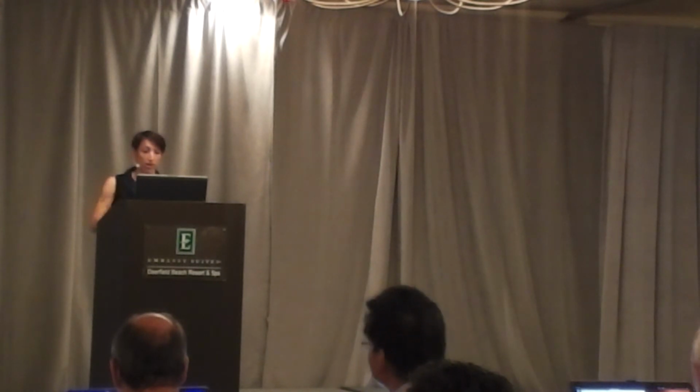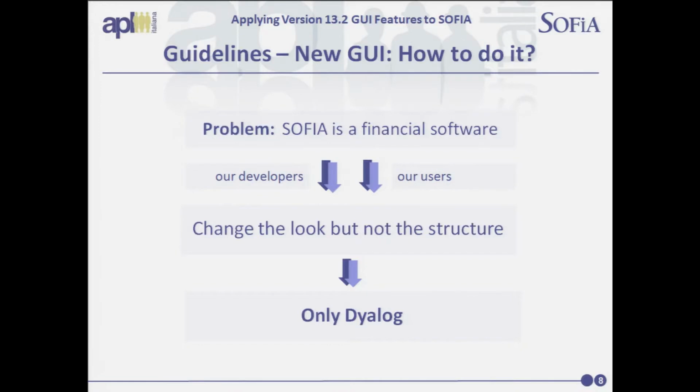But how to do it? The main problem in planning the work needed for the new GUI was the fact that SOFIA is a financial software. And that means that on one hand, our developers have to work on the financial modeling, and so the work needed for the new GUI couldn't affect their work.